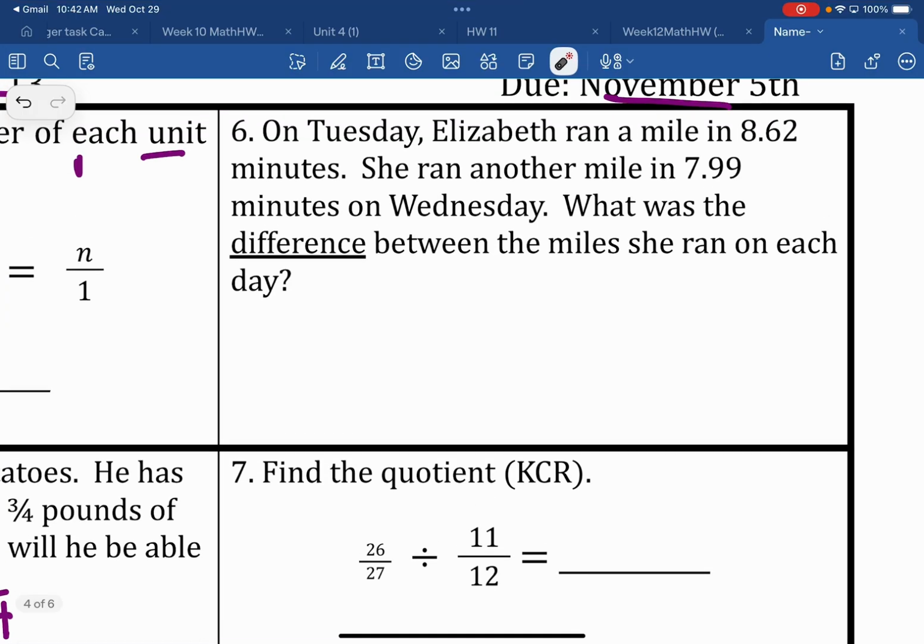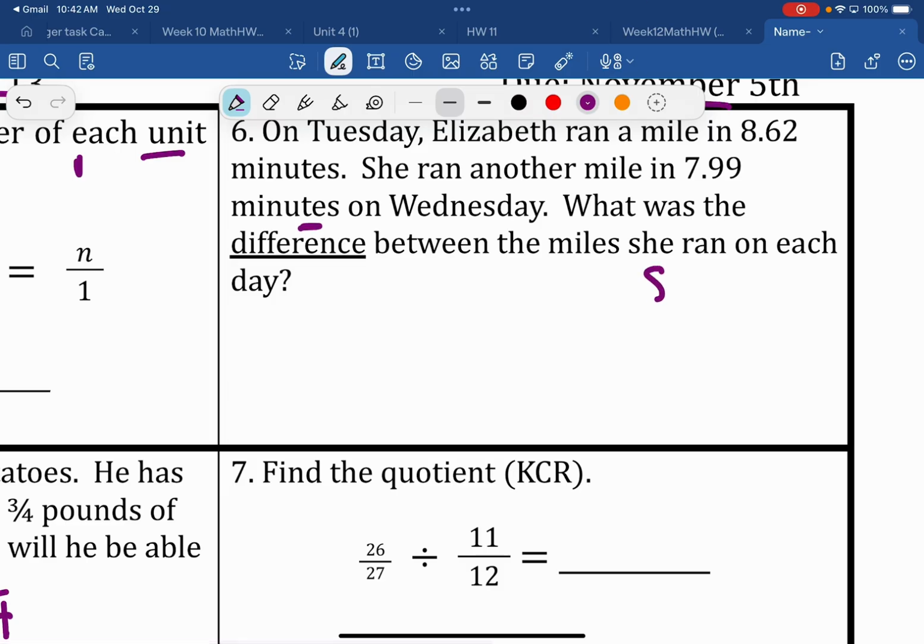On Tuesday, Elizabeth ran a mile in 8.62 minutes. She ran another mile in 7.99 minutes on Wednesday. What's the difference? Difference means to subtract. We have 8.62 minus 7.99. So we've lined up our decimals. I'm bringing that decimal down. And then I subtract and solve.